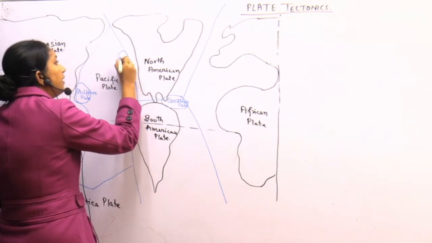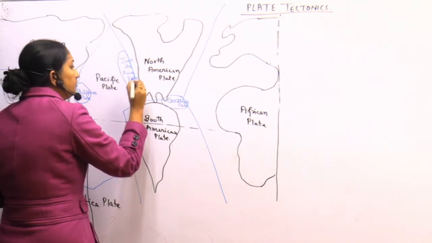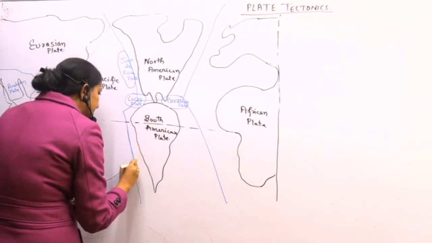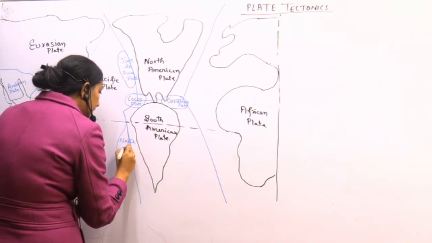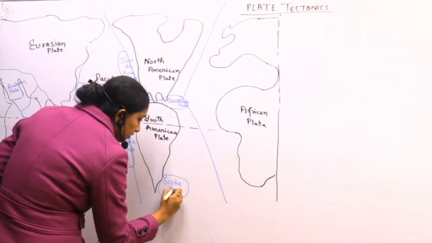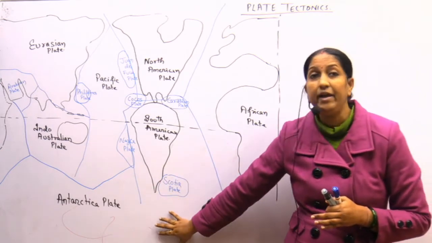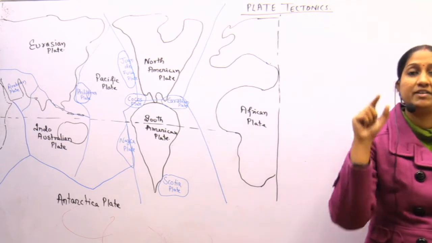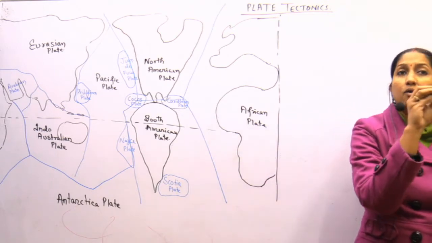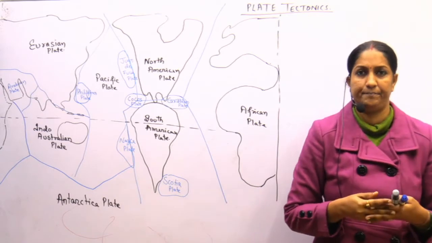Here is the Juan de Fuca plate. Here the Cocos plate. Here the Nazca plate. And here is the Scotia plate. So these are the intermediate size plates. This diagram is very important, as the margins of these plate boundaries are where the major tectonic activities are taking place. So the most important thing about these plates is that all these plates are in relative motion with each other. Clear?